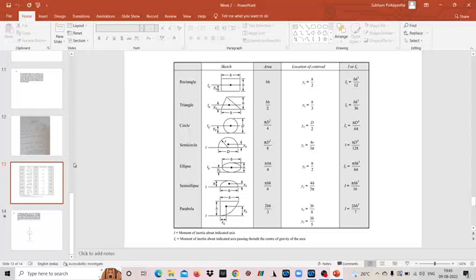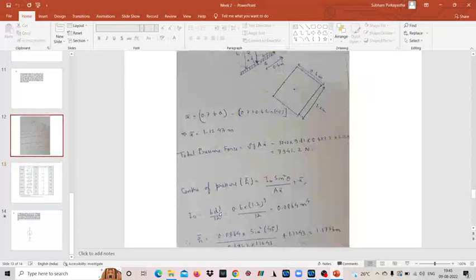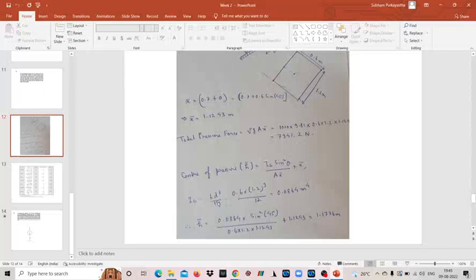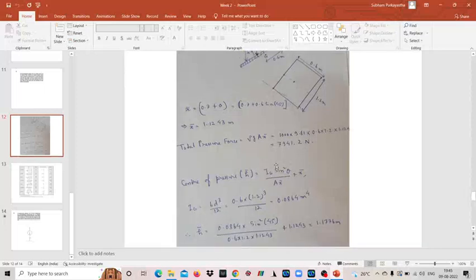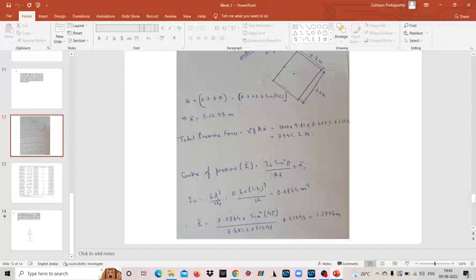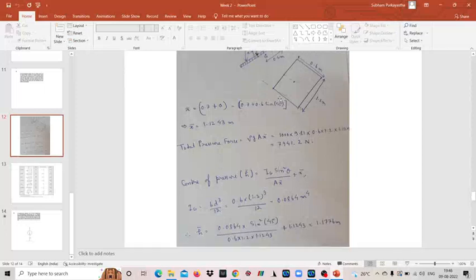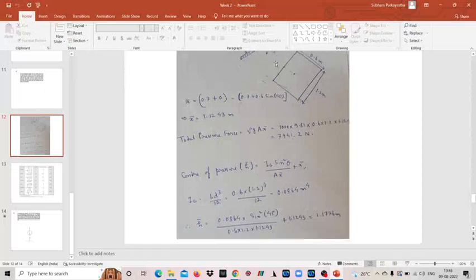So this is the direct application. Moment of inertia is b d cube by 12. Now d is basically the dimension, raised to the power of 3, through which the axis about which you are finding the moment of inertia cuts.